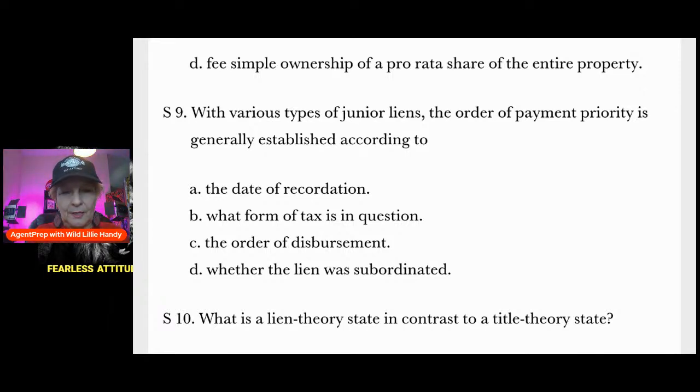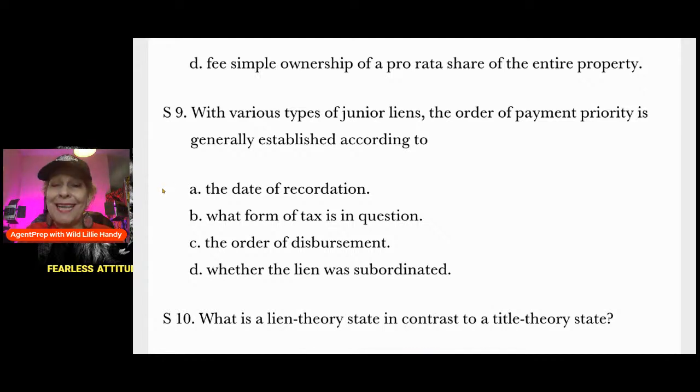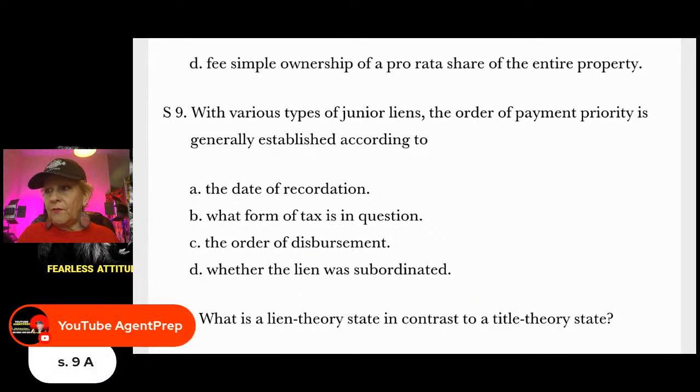Ooh, I'm sorry. I actually said the answer. So yes, the answer is A. I already said it. So it's the date of recordation. In what order were they recorded? However, property taxes are always paid first. So if a borrower defaults and the lender is foreclosing, or a private owner is foreclosing, the taxes have to be paid first, and then the first lien, which is the major loan, the primary loan. So very good for those of you that typed letter A.